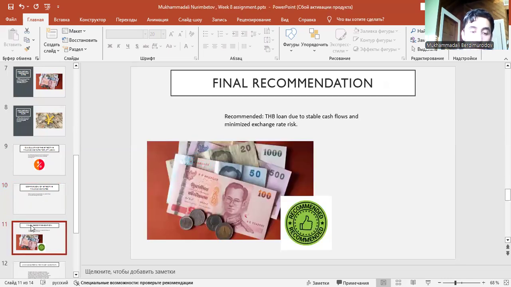On the next slide, my recommendation is for Blades to borrow in Thai baht despite the higher nominal interest rate. Borrowing in Thai baht minimizes exchange rate risk and provides more predictable cash flows. This stability is essential given the uncertainty in the foreign exchange markets.